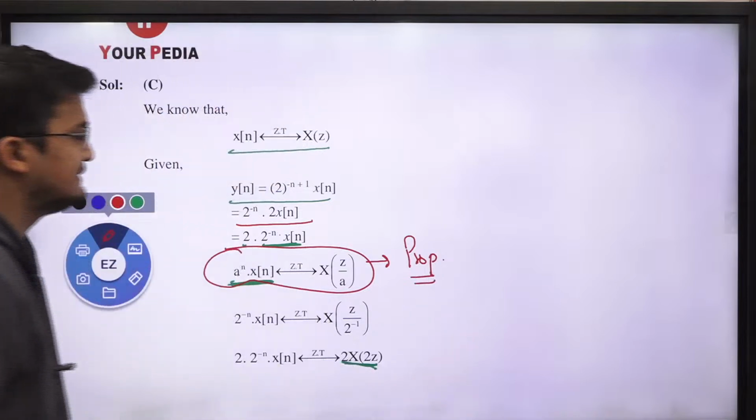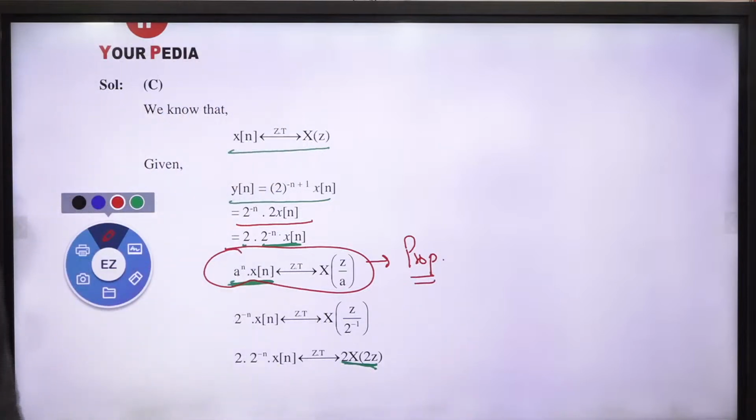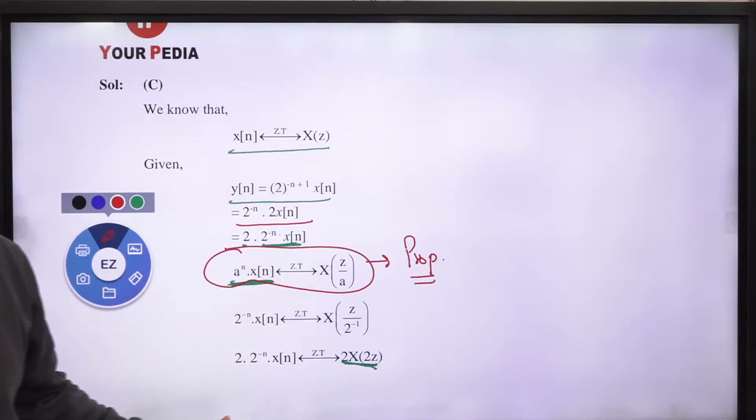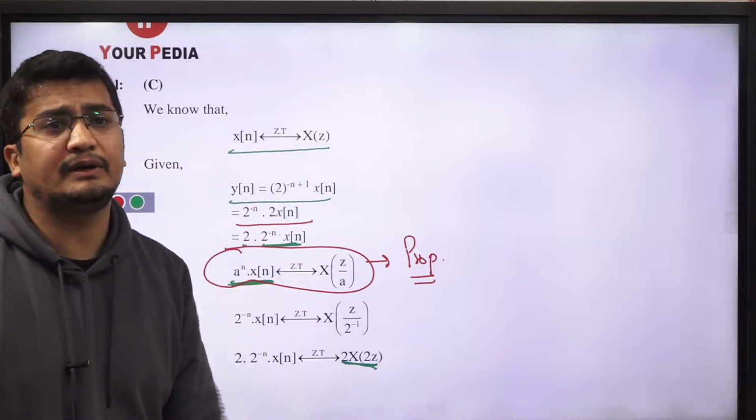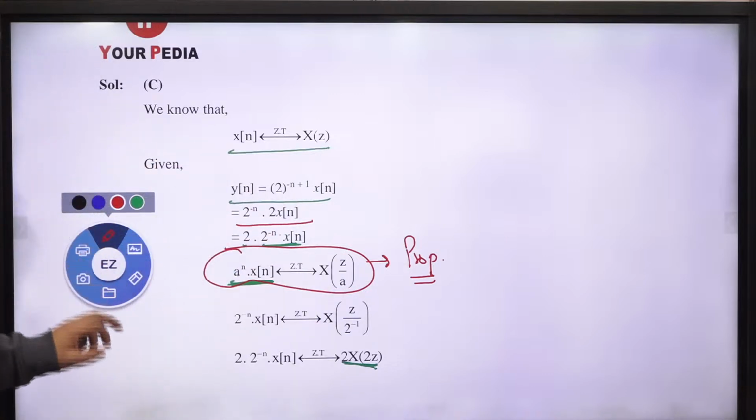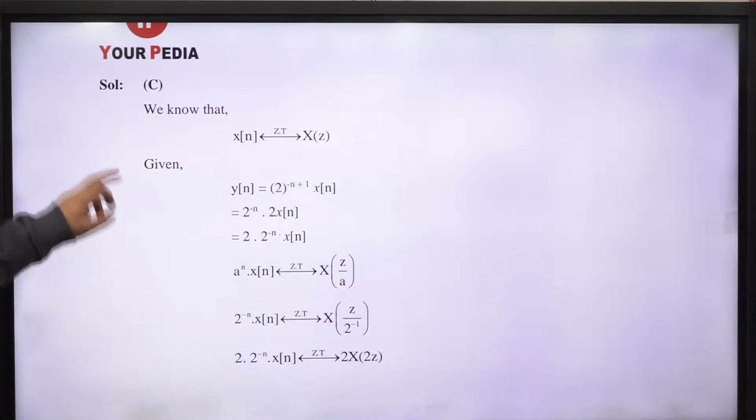Check it, nothing else. See guys, it is taking a lot of time. That's why I'm directly telling you the solution here, right? I just break it down and make it in such a form that I can directly use the property. Yes, Anirudh, answer C is right. So moving ahead with the next question.